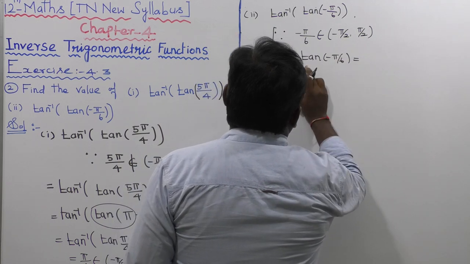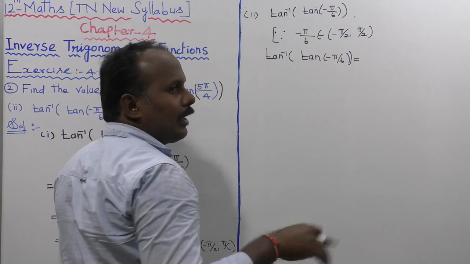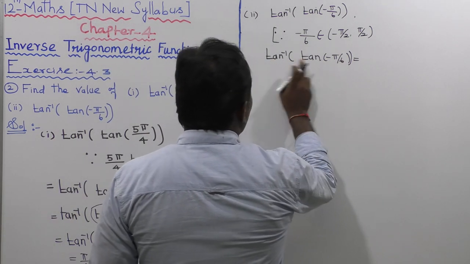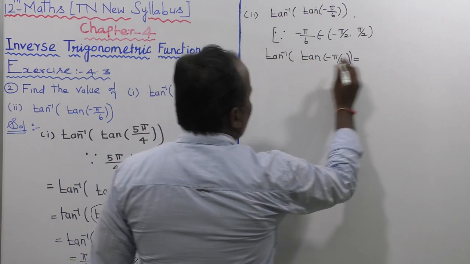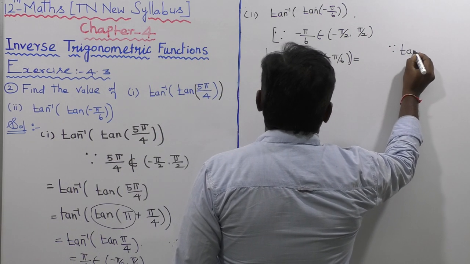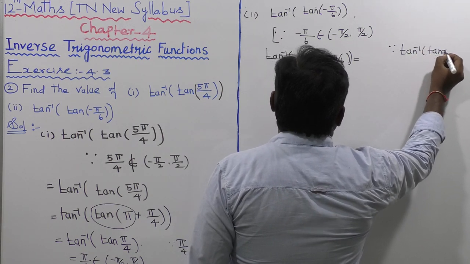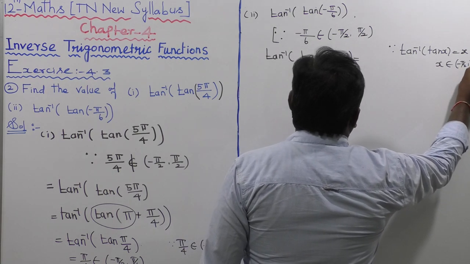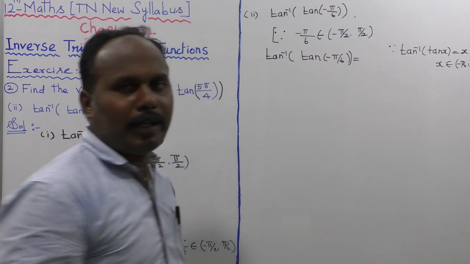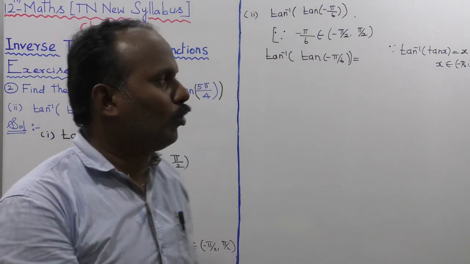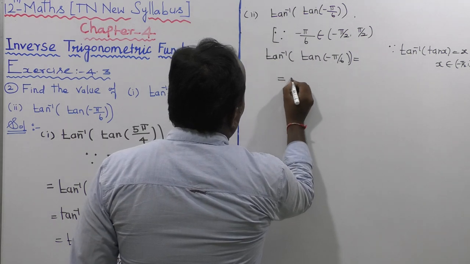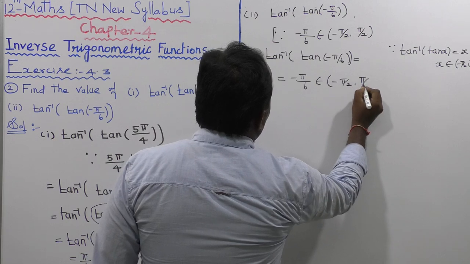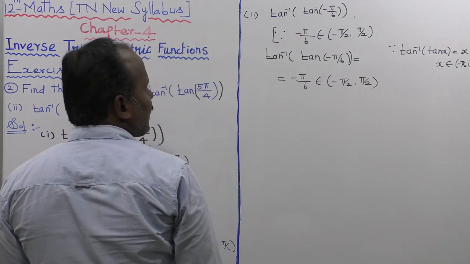So tan inverse of tan of minus pi by 6 is equal to, since tan of minus theta is equal to minus tan theta, this one cancels. Tan inverse of tan x is equal to x, where x belongs to the open interval minus pi by 2 comma plus pi by 2. Only values in minus pi by 2 comma plus pi by 2 exist. Therefore minus pi by 6 belongs to minus pi by 2 comma plus pi by 2. So the second subdivision exists.